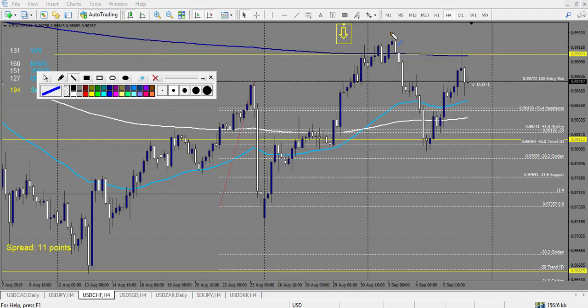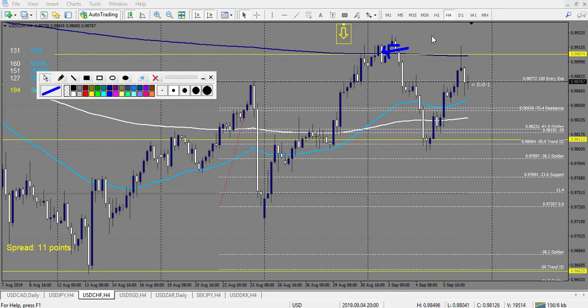And what happened on Monday? We have a doji and we have this engulfing candle. So I will count two losses here, and after this engulfing candle you have a pin bar, and the pin bar is a winner. So you have one loss and one win on this specific one.